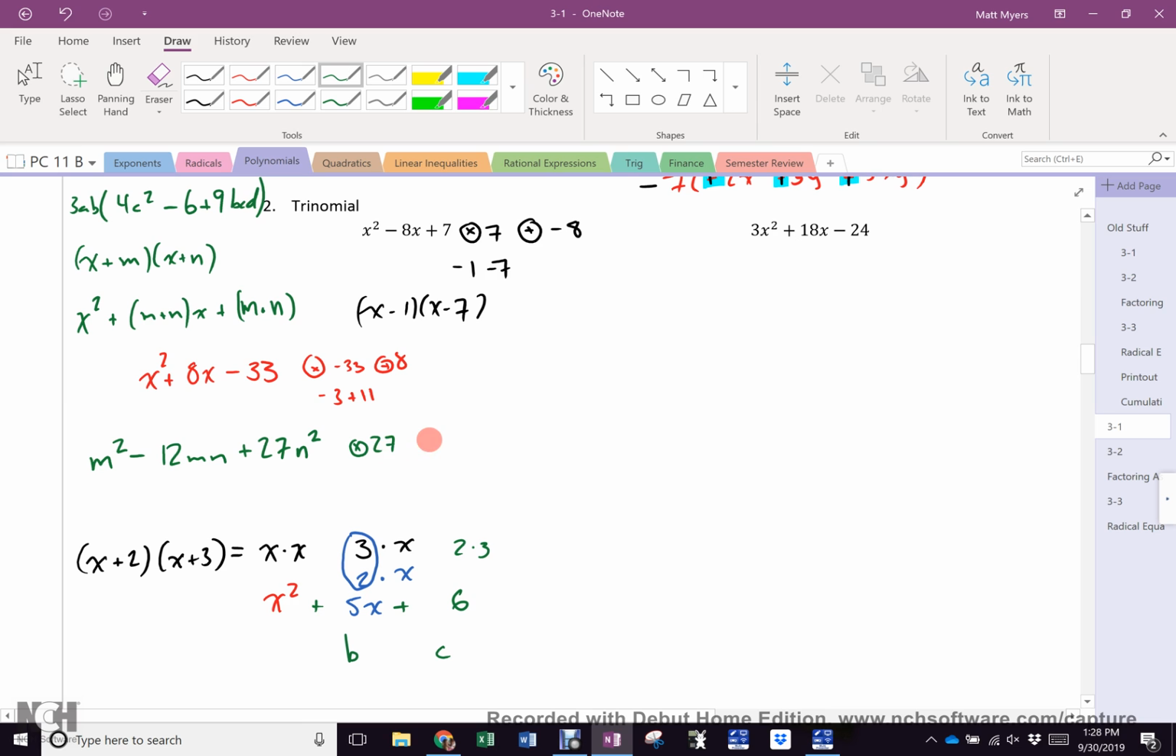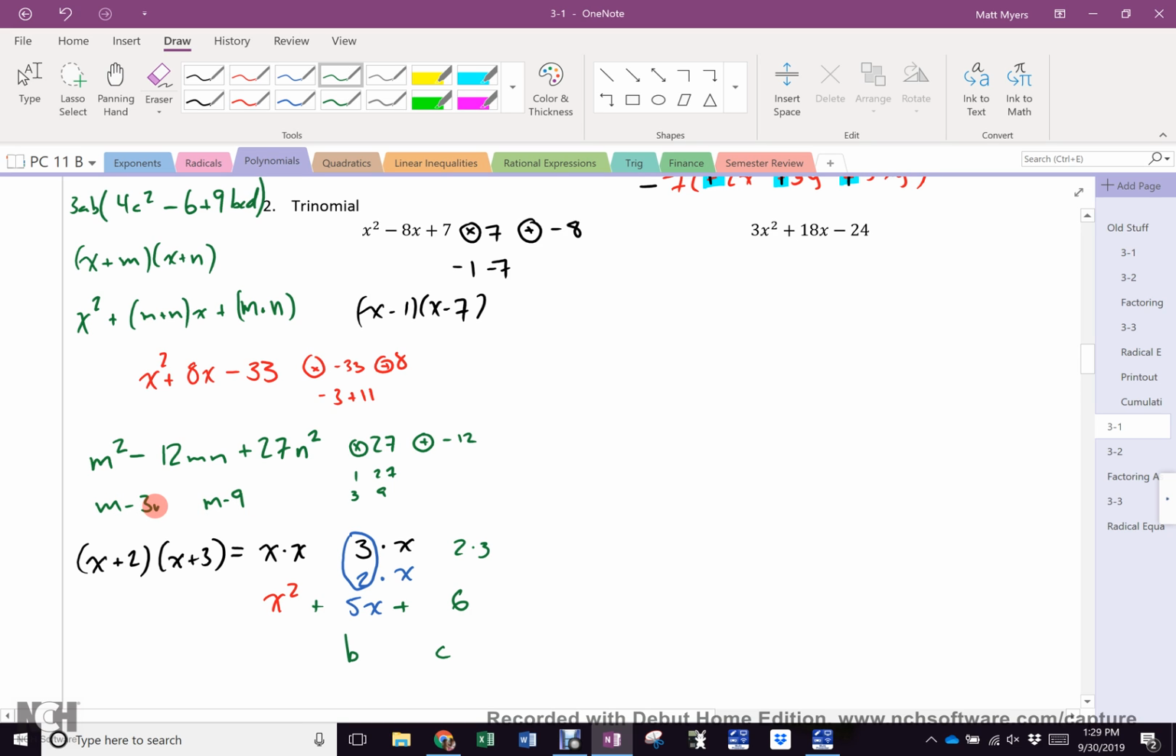Multiply to 27 and add to what kind of 12? Is it 1 and 27? Is it 3 and 9? Yes. How will 3 and 9 multiply to positive but add to a negative? Negative 3, negative 9.